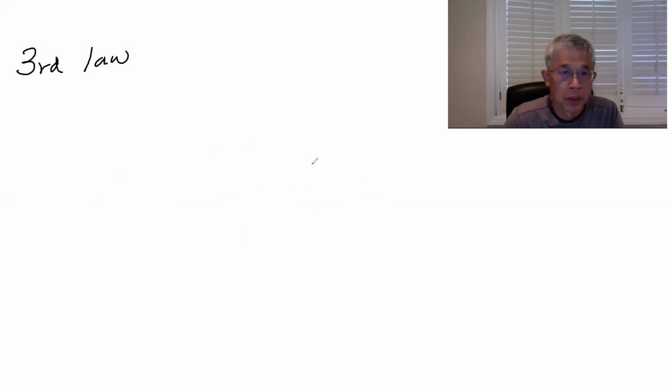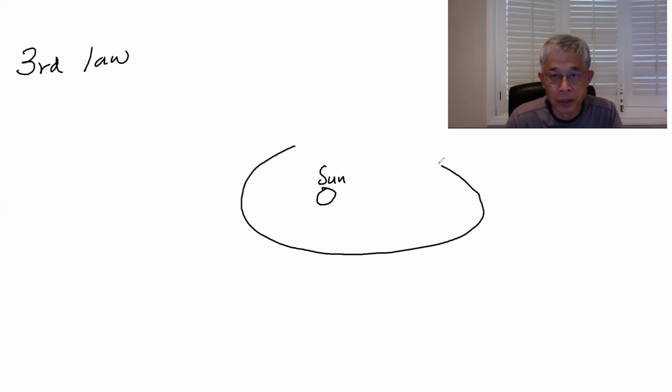And the third law, right? The third law is a little bit more algebra, right? The third law says the following, right? So here's the sun again, and say we have planet 1. So this is planet 1. Okay, this is planet 1, and then we have planet 2.